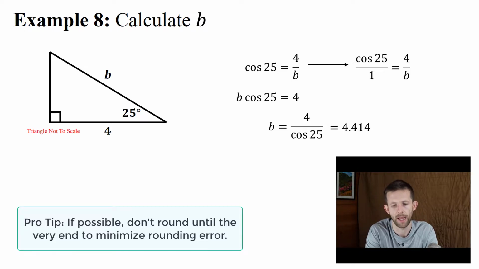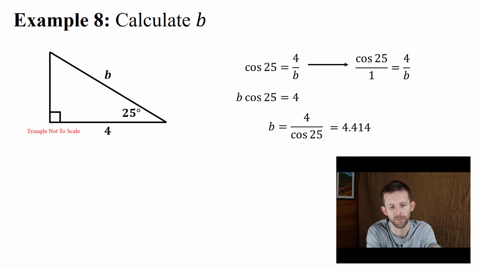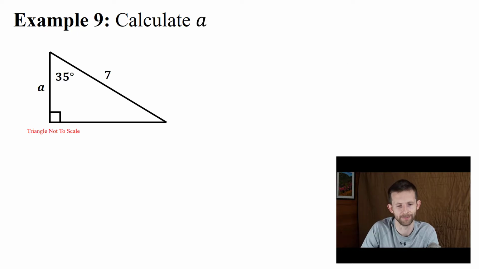Now, that is a reasonable answer. I know that whatever I get, if what I got was less than 4, that would be bad because B's my hypotenuse, and that's going to be my longest side. So if I got it to be something like 2.59, that could not be a right answer. This doesn't mean that 4.414 is the right answer, but it's a reasonable answer. As long as it's anything greater than 4, that's a reasonable answer.